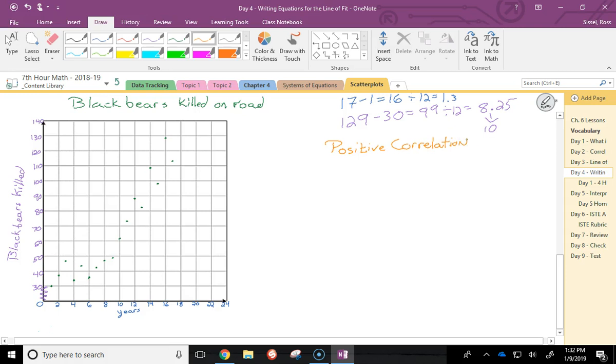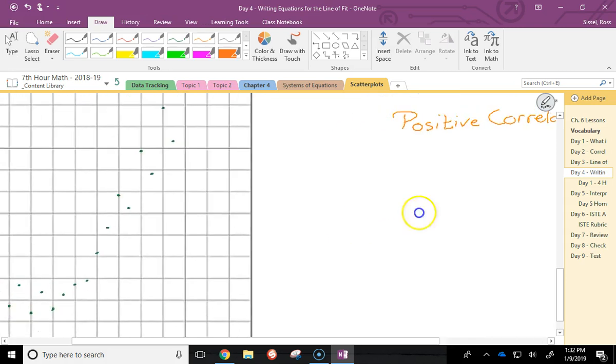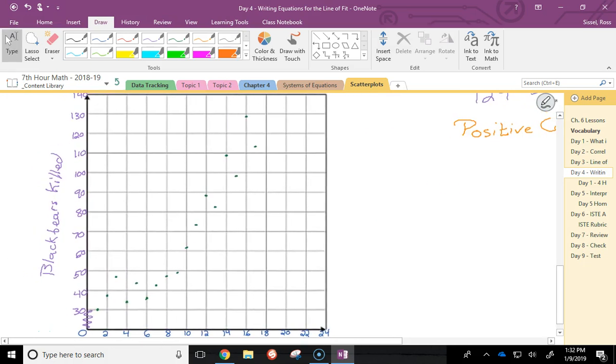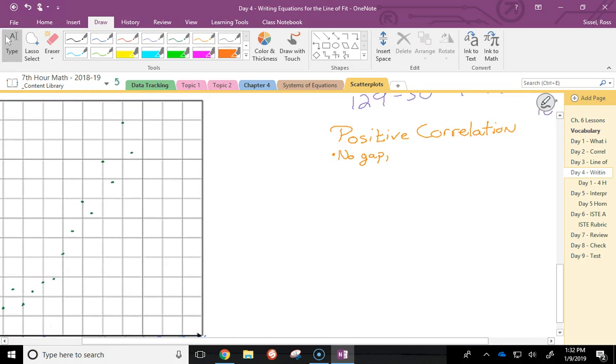Okay, let's talk about gaps. If I look at my dots, my data, it's going like this. Do I have any big gaps? No. So I'm going to say no gap. Okay, my information is going like this. Do I have any clusters? No. So no gap, no cluster.